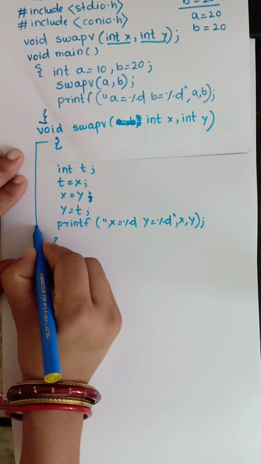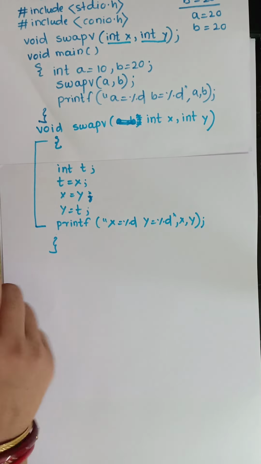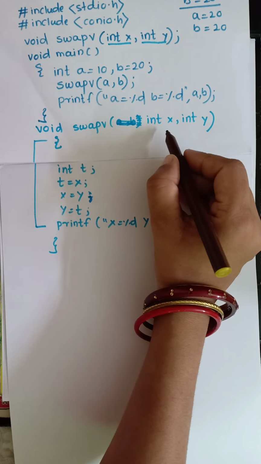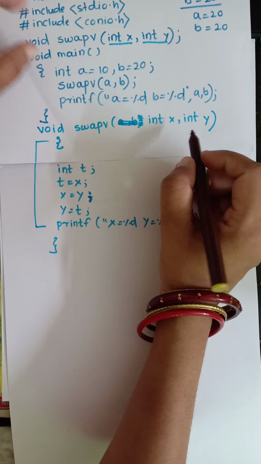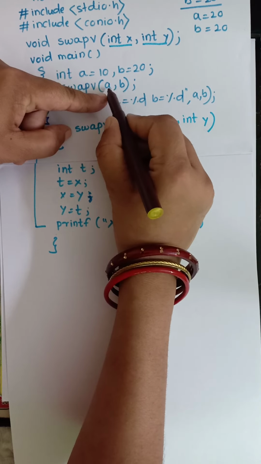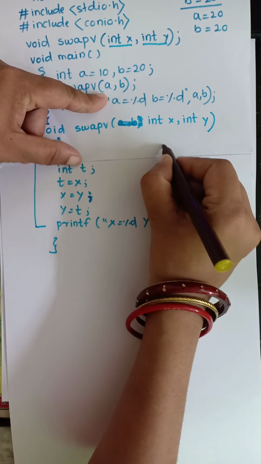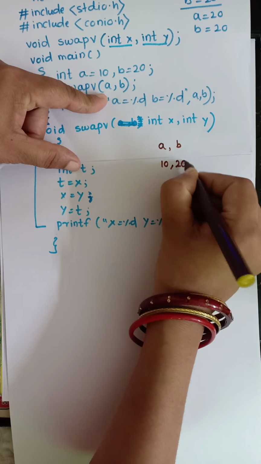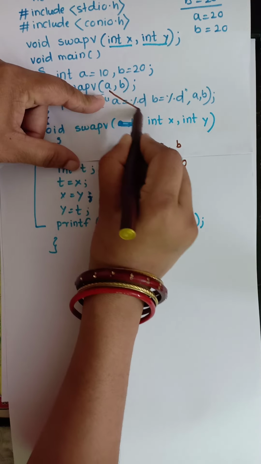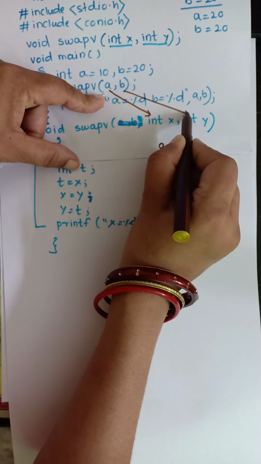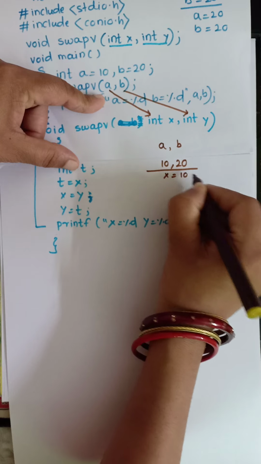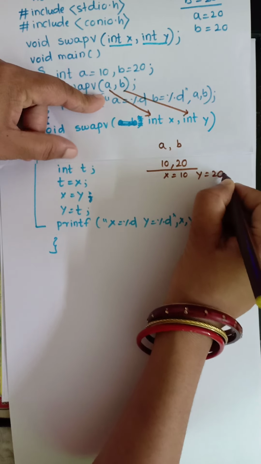So how does this part work? Look here. First, whose values are passed here? I pass a and b. What are the values of a and b? Here I pass 10 and 20. Now these values are copied and come here. After copying, x equals 10, y equals 20.